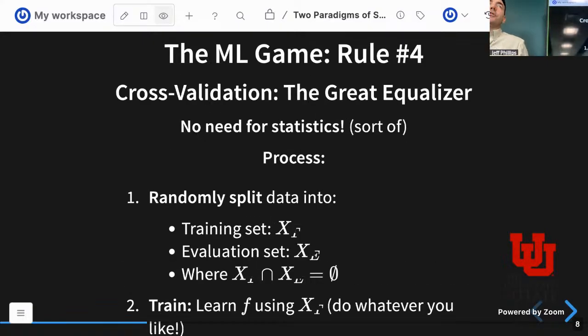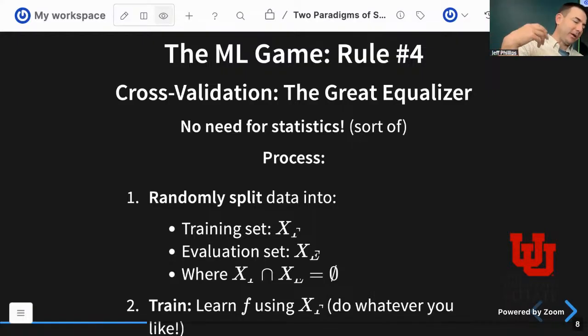And the thing is, we don't need a lot of statistics and modeling here. We can use cross-validation to evaluate how well we're doing, right? So we take the data set X, and we randomly split it into two sets, the train set and the evaluation set. These are disjoint from each other. We can do whatever we want on the training set, including looking at the labels. And then we evaluate how well we do on the evaluation set. That will tell us how well we hope it will generalize to new data.